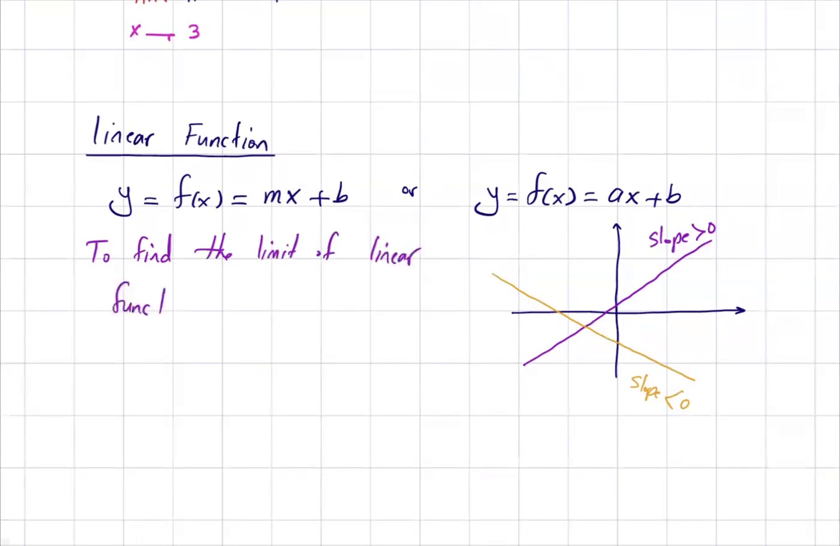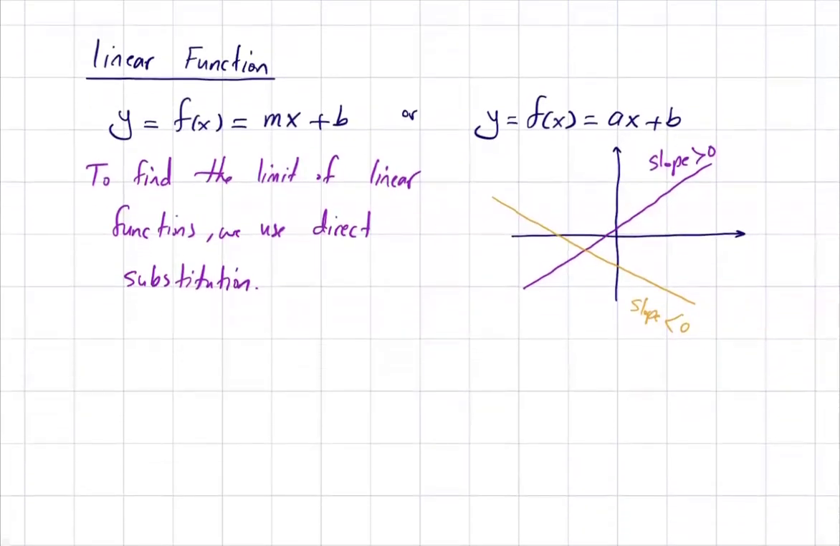Linear functions, we use direct substitution. What do I mean by that? Take a look at this example, everyone. In this example, suppose y is equal to f of x, and this guy is equal to x squared minus 9. Not x squared, let's just use x minus 9. Then we move to quadratic form. So this is an increasing line.